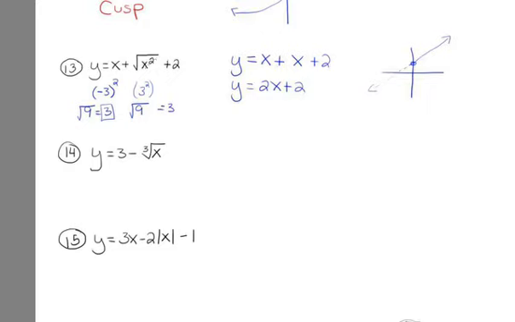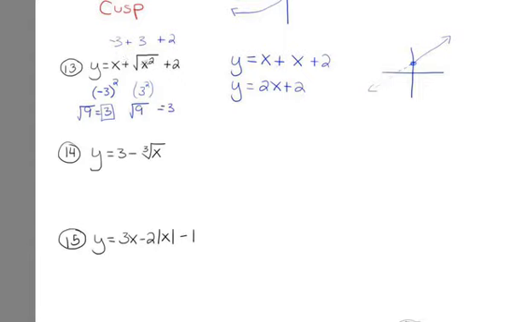Negative 3 squared is 9. The square root of 9 is 3. So then that gives me a negative 3 for x plus positive 3 plus 2, which is 2. So certainly not following this pattern right here, because at negative 3, this graph is showing, maybe a negative value. Let's try it with another number.